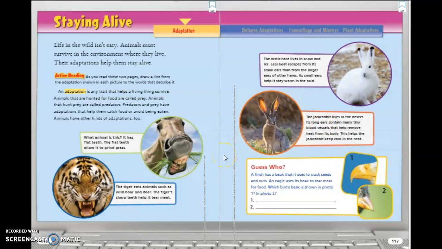Guess who? A finch has a beak that is used to crack seeds and nuts. An eagle uses its beak to tear meat for food. Which bird's beak is shown in photo number 1 and photo number 2? Go ahead and pause the video and write your answers there. Okay, for number 1, you should have written eagle. And for number 2, you should have written finch.